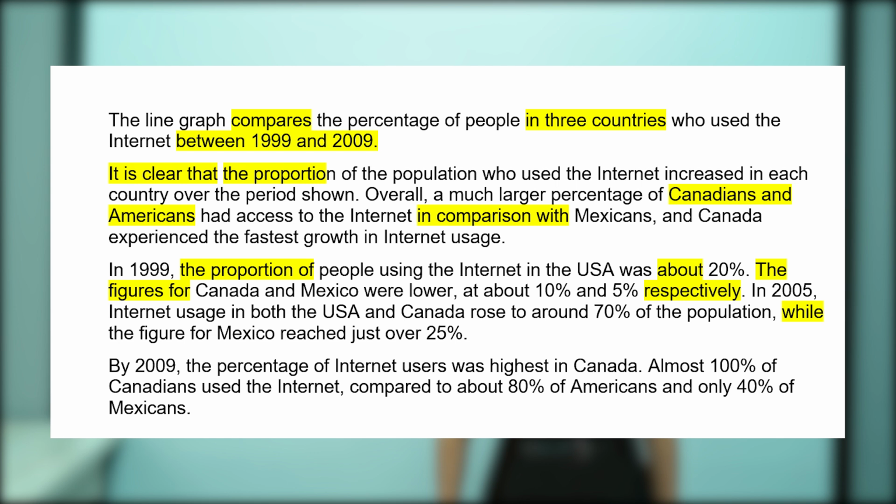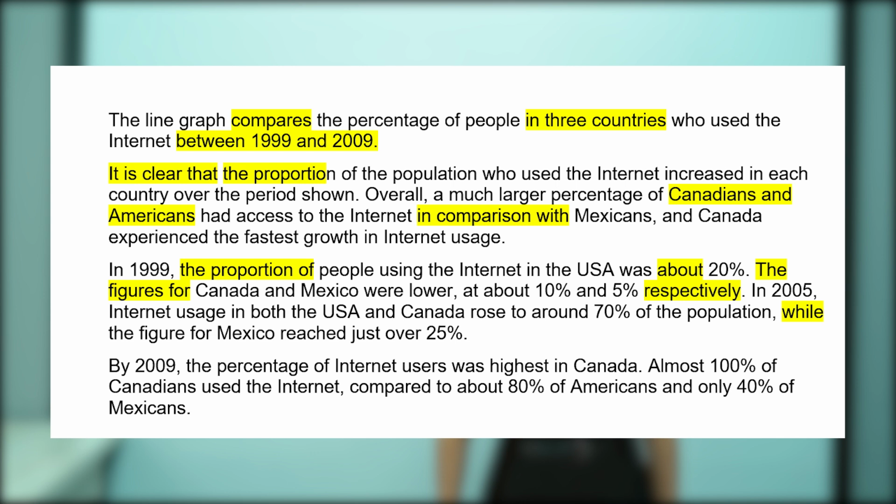Let's move to our detailed paragraphs. You have some time to read it and you can pause the video. In 1999, the proportion of people using the internet in the USA was about 20%. The figures for Canada and Mexico were lower, at about 10% and 5% respectively. In 2005, internet usage in both the USA and Canada rose to around 70% of the population, while the figure for Mexico reached just over 25%.